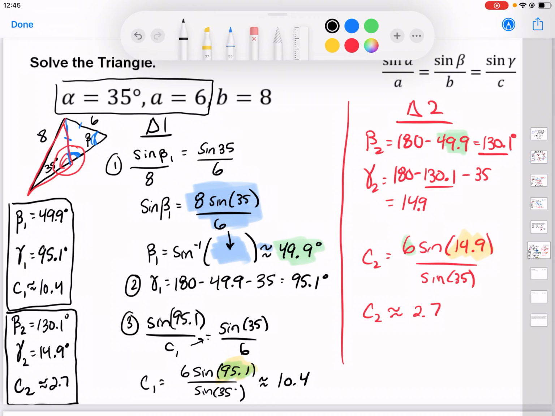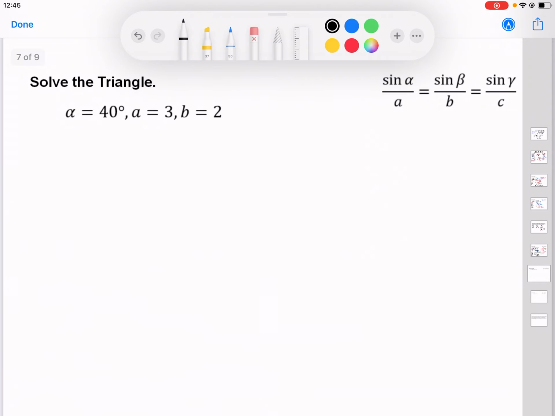Which should make sense because we went this direction, right? On our triangle. So there is your information. So those are like the nasty ones when you have to do 2 triangles. Let's go ahead and do another ambiguous case though.